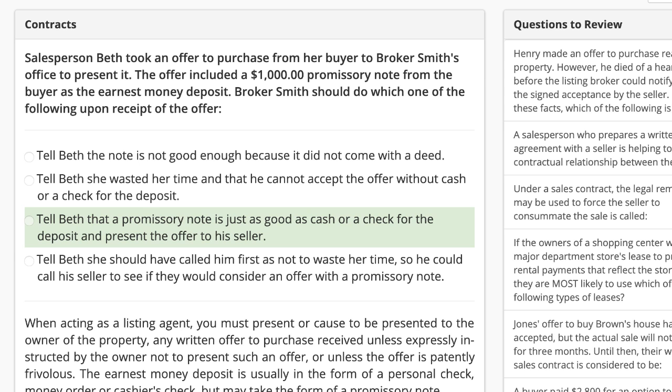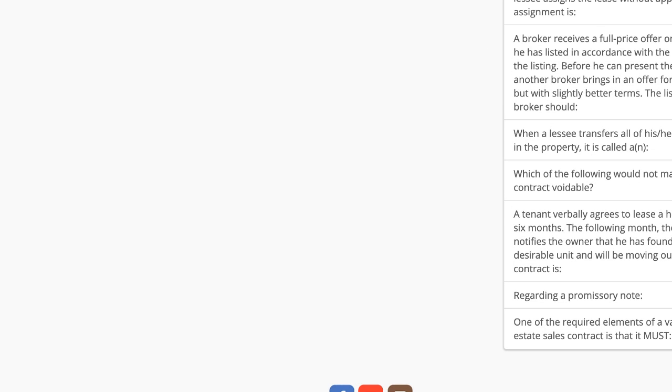My personal take on this was that broker Smith probably needs a little attitude adjustment if any of the others was correct, because he's telling Beth the note's not good enough. She wasted her time. Broker Smith probably needs a massage.